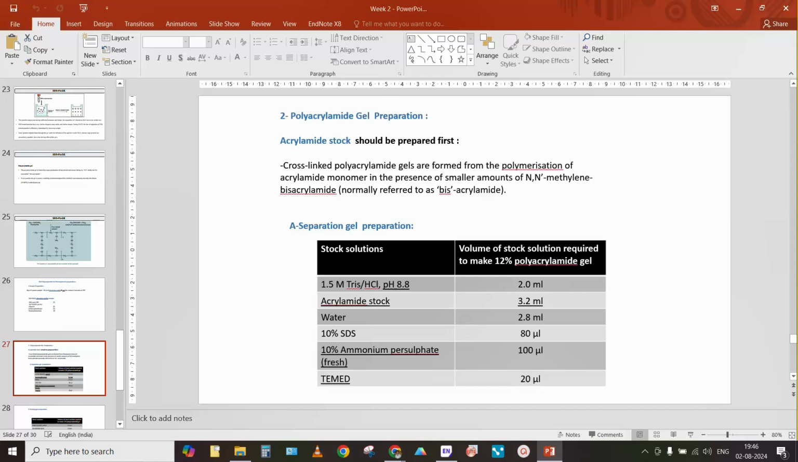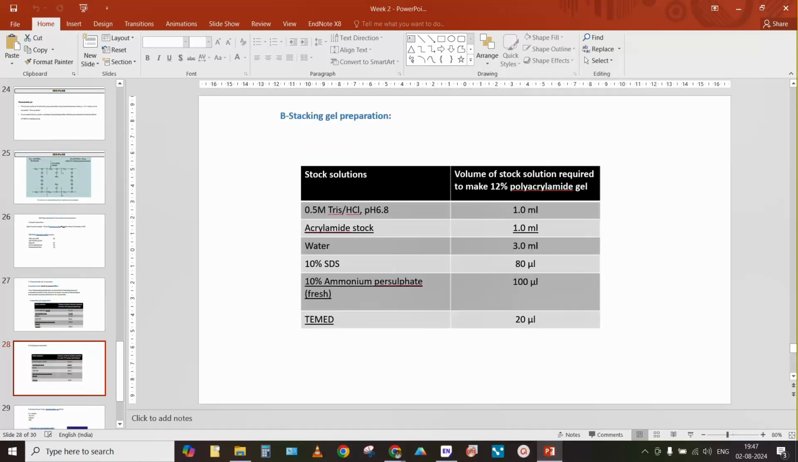The second one is PAGE preparation, polyacrylamide gel preparation. Here cross-linked polyacrylamide gels are formed from the polymerization of acrylamide monomers in the presence of smaller amounts of cross-linker, which I have told you in the previous structures. The separation gel preparation contains these stock solution chemicals, and the volume of stock solution required to make 12% polyacrylamide gel, and these are some parameters given here which I have taken from my experiment. Then another thing is stacking gel preparation.